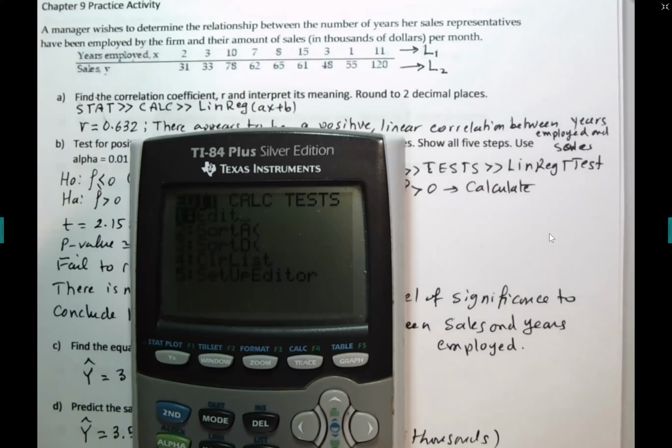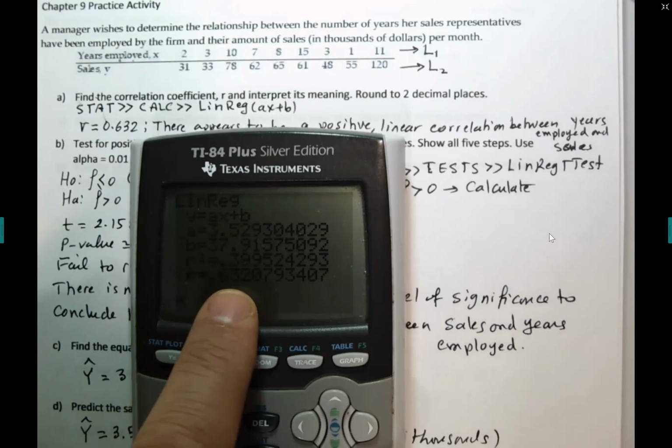The correlation coefficient, this is how you can find it, guys. No one has an excuse not to get 100% on the assignment after doing this exercise. Well, we've done it already, but I'm going to do it again. Linear regression ax plus b. And here you go, you get r, which is 0.63.